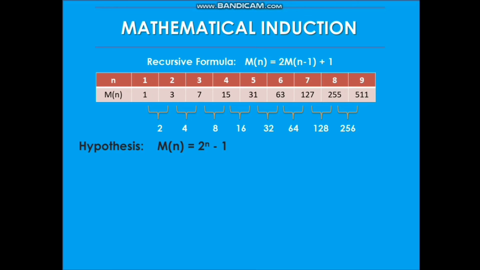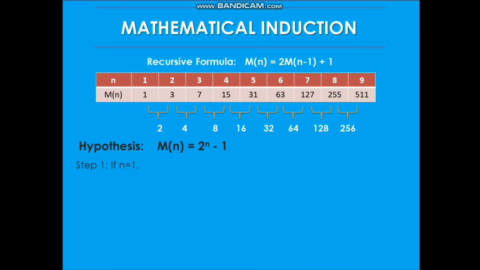So paano nga ba natin nakuha yung hypothesis natin? So as you can see, yung difference ng m of n natin are 2, 4, 8, 16, 32, 64, 128, and 256. Which are equal to 2 raised to n, right? Now let's see the difference ng 2 raised to n na yan sa m of n natin. So 2 minus 1 is 1, 4 minus 3 is 1, 8 minus 7 is 1, and so on. So kung mapapansin ninyo, yung difference nila is 1. Kaya nag-minus tayo ng 1 sa 2 raised to n natin. So dyan natin nakuha yung hypothesis natin. Now let's try to prove this.